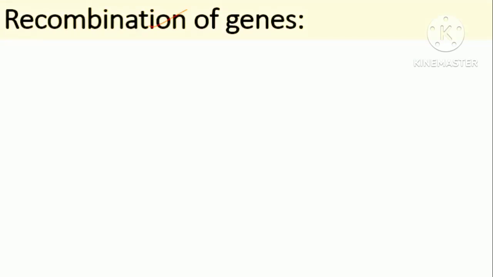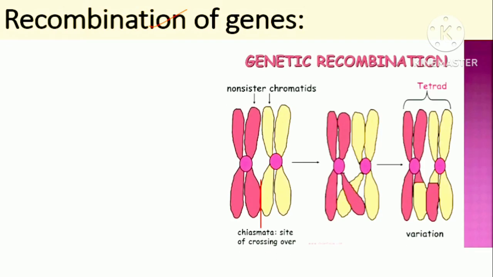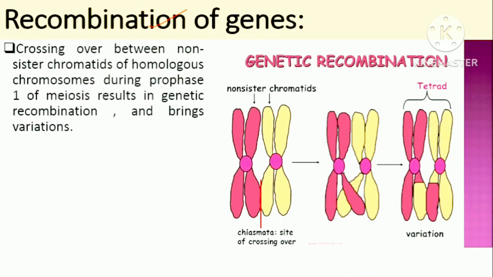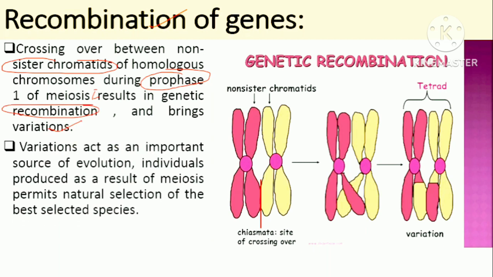Next comes the recombination of genes. So crossing over, which occurs in pachytene stage of prophase 1 of meiosis 1, between non-sister chromatids of homologous chromosomes results in genetic recombination and brings variation. That crossing over is responsible for bringing the variations, and variation acts as an important source of evolution. Individuals produced as a result of meiosis permit natural selection of the best selected species. So it imparts important characters which help in survival, and it plays a very important role in evolution.